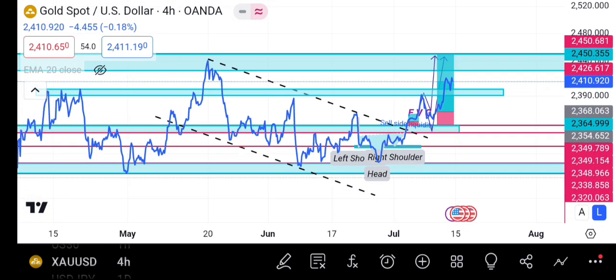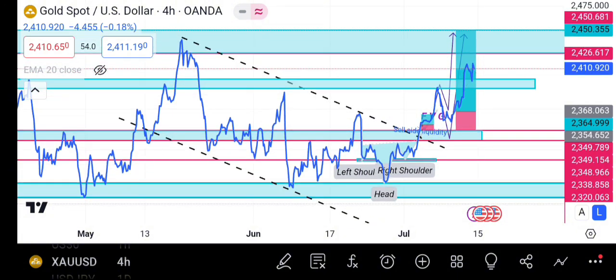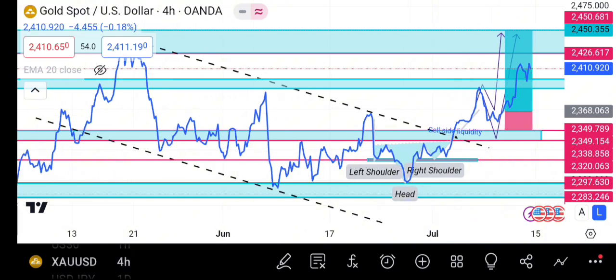So what happened, guys? This trade, I don't want to lie to you guys, I did not stick long to this trade. Reason being, I have this sickness of interfering with trades.